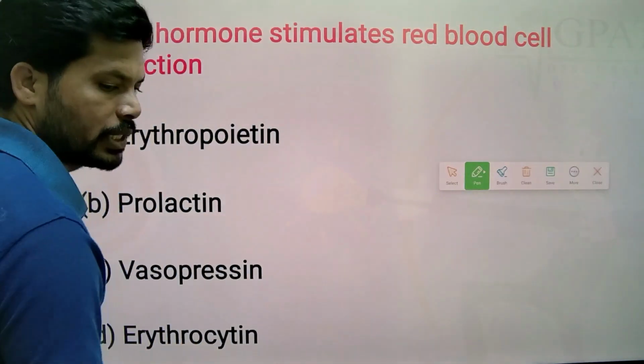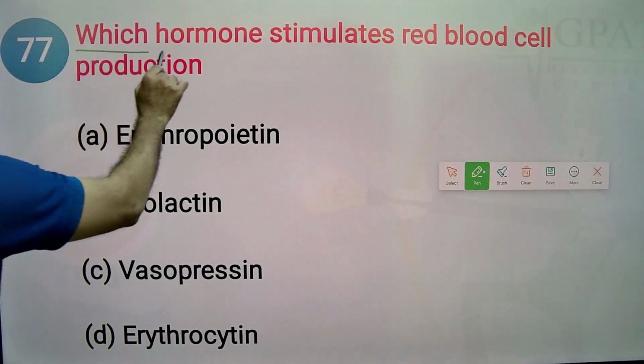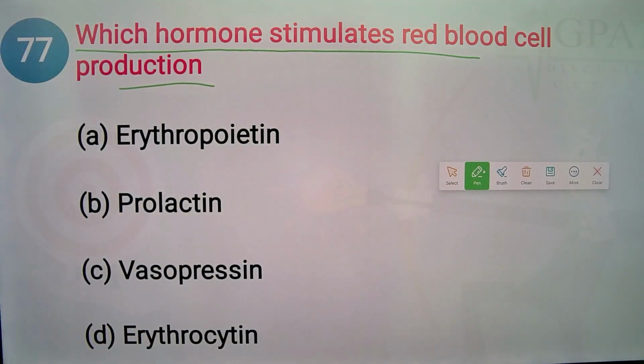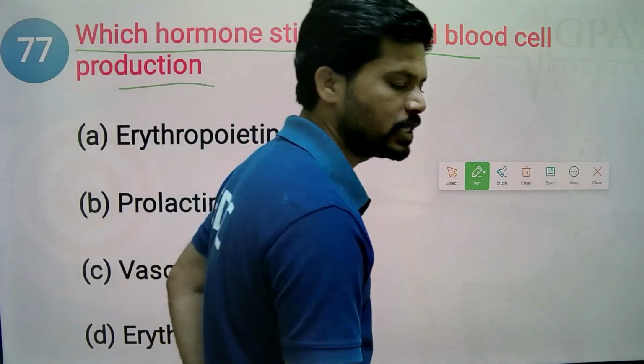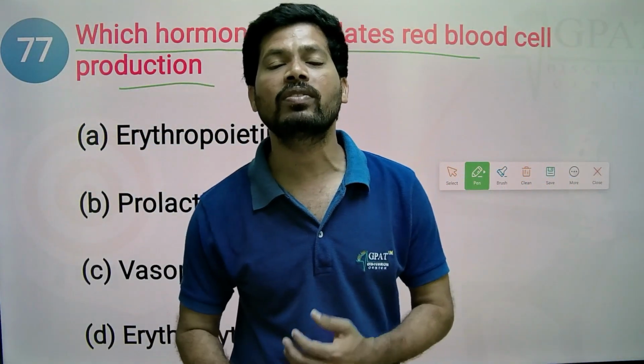Our next question is, which hormone stimulates RBC production? This is very easy. You can easily answer questions like this in your computer examination. These easy questions are a very low percentage, but mostly the questions are always from the basics, and definitely GDC always teaches classes at the basic as well as concept level.